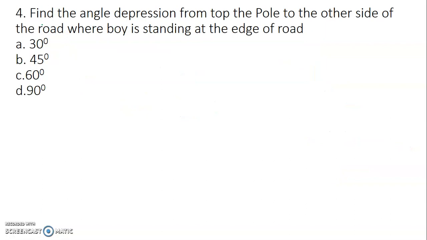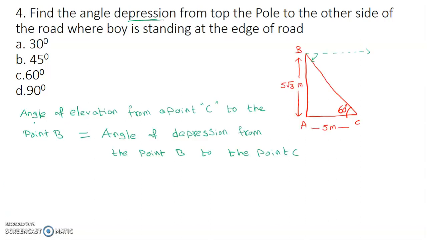Now go to the next question. You have to find the angle of depression from the top of the pole to the other side of the road where boy is standing at the edge of the road. So you have to find an angle of depression. Okay, yes, everybody knows this. Angle of elevation from a point C to the point B is equal to angle of depression from the point B to the C. Okay, so what is the elevation here? 60 degree. So here also angle of depression is 60 degree. So option C is correct.